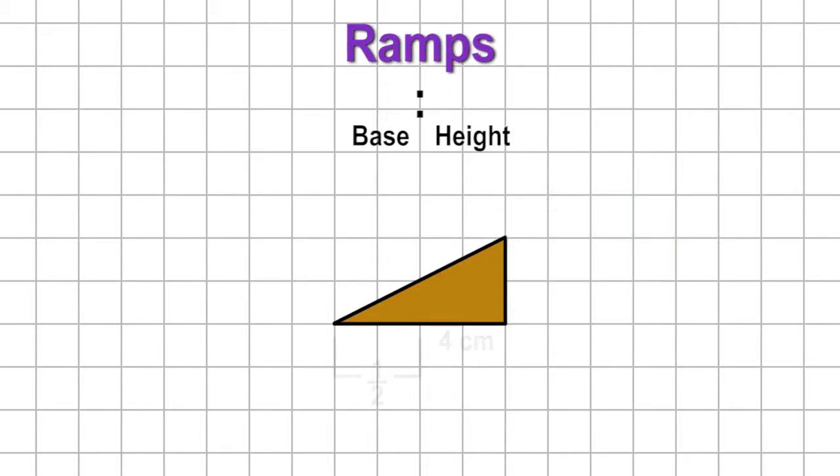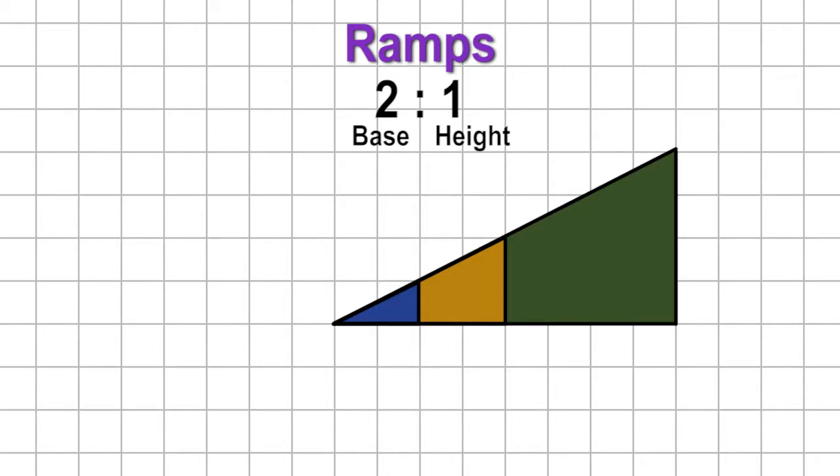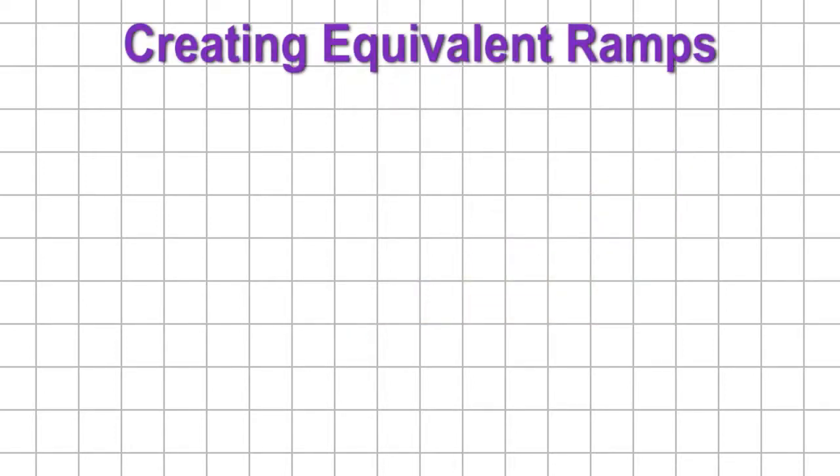What if we find 1/2 of the length of the base? What would the height be? If the base is 1/2 of 4, that would be 2, and the height would be 1/2 of 2, which is 1. If we draw this ramp and compare it to our other ramps, are they equivalent? It looks like the steepness of all the ramps are the same. There are several ways equivalent ramps could be created.